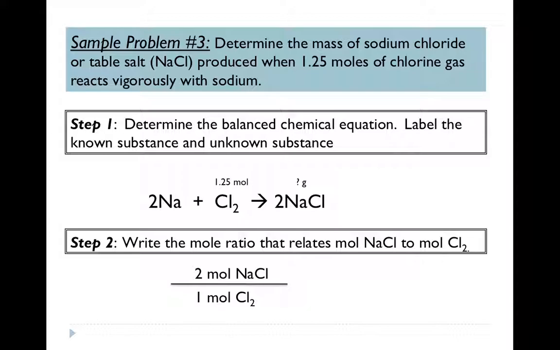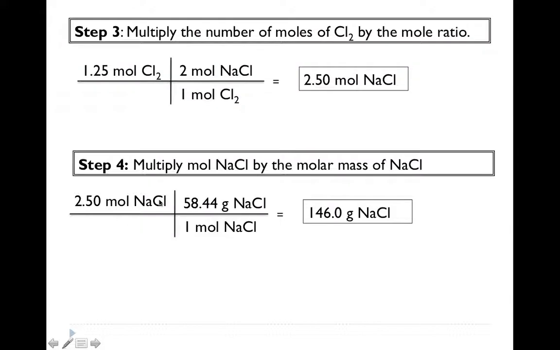Next problem, determine the mass of sodium chloride produced when 1.25 moles of chlorine gas reacts vigorously with sodium. So I have my equation. I see that it's already balanced, so we're good to go. And then notice what I write, what I'm given in the problem. 1.25 moles of Cl2, and I'm looking for grams this time of NaCl. Then either in your head or write down, you compare the two things. So you say there's 2 moles of NaCl, coefficient, and 1 mole of Cl2. In this case, the sodium's just not involved, so we just ignore it.